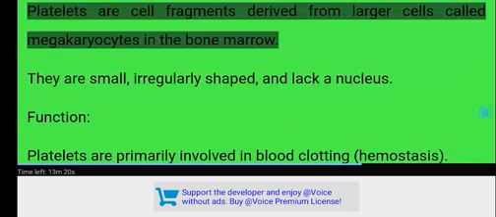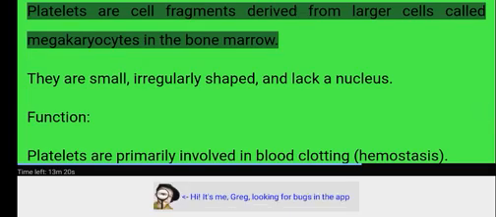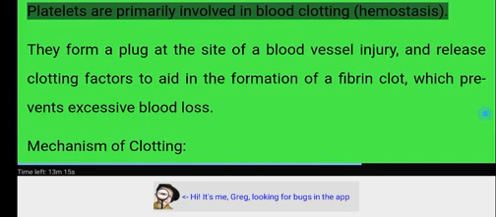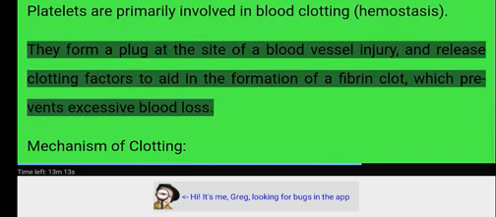3. Platelets, thrombocytes. Structure: platelets are cell fragments derived from larger cells called megakaryocytes in the bone marrow. They are small, irregularly shaped, and lack a nucleus. Function: platelets are primarily involved in hemostasis. They form a plug at the site of a blood vessel injury and release clotting factors to aid in the formation of a fibrin clot, which prevents excessive blood loss.